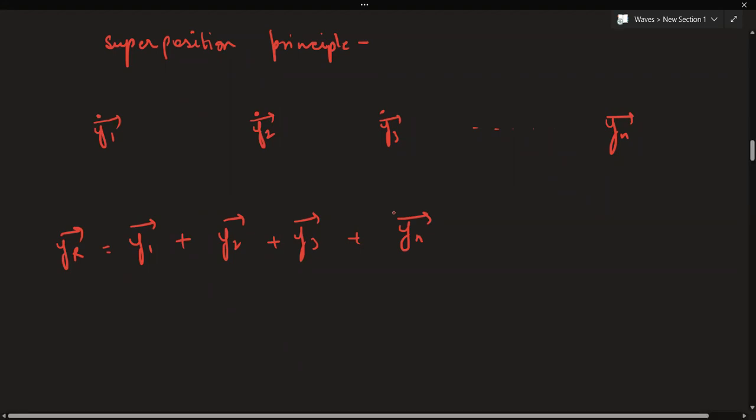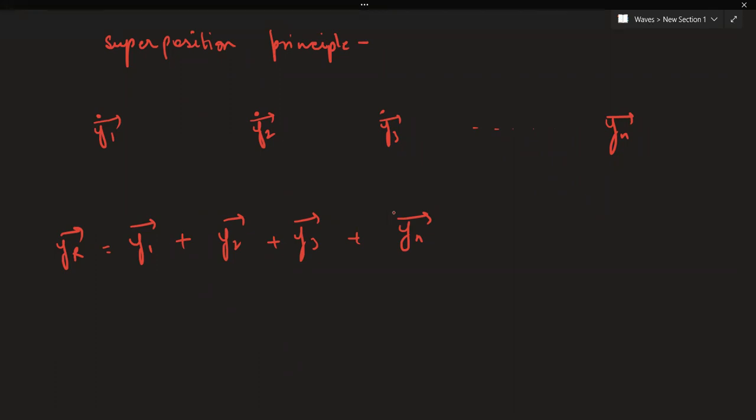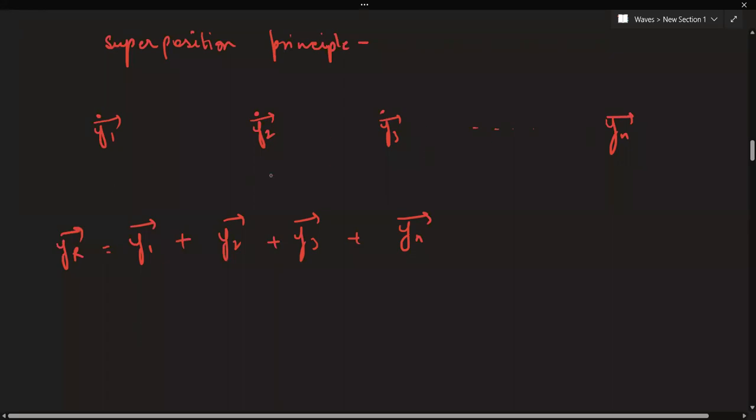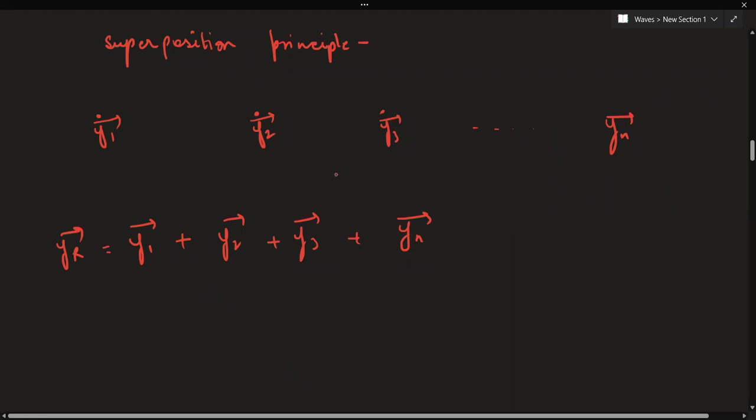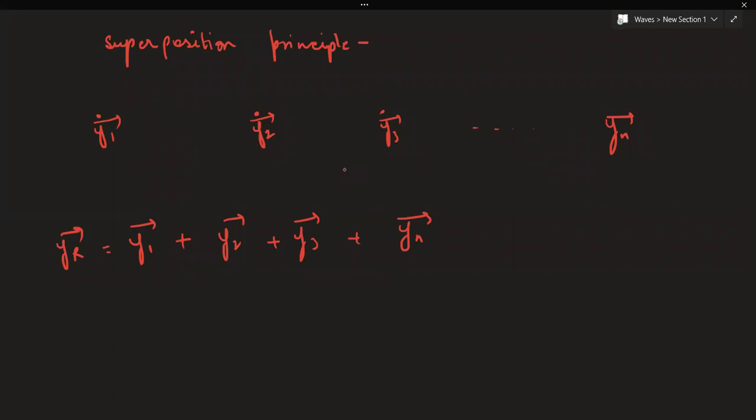This basic principle is known as the superposition principle. When you go to 12th, you'll be dealing with electric fields. There also, if different electric fields like E1, E2, E3, E4 are there, you will be adding them vectorially. That will be the superposition for electric field. Similarly, for forces, you will be adding all the forces vectorially. That is known as the superposition principle. So regarding waves, when two or more waves pass through the same medium at the same time, the net displacement at any point is equal to the vector sum of the individual displacements at that time.